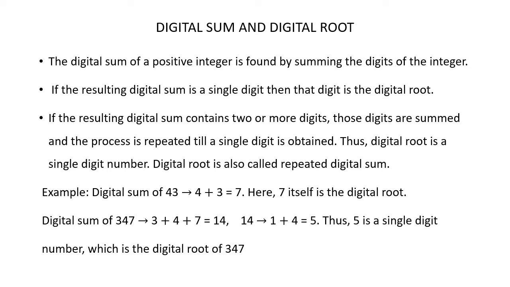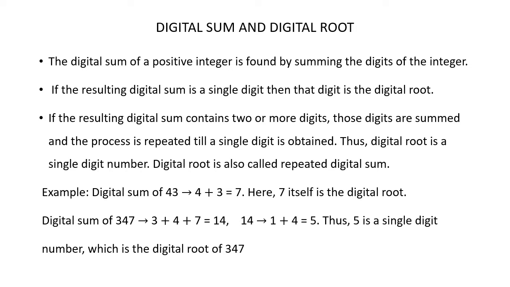Let's understand the concept of digital sum and digital root. The digital sum of a positive integer is found by summing the digits of the integer. This means that if we add all the digits in a number, we'll get the digital sum of the number.